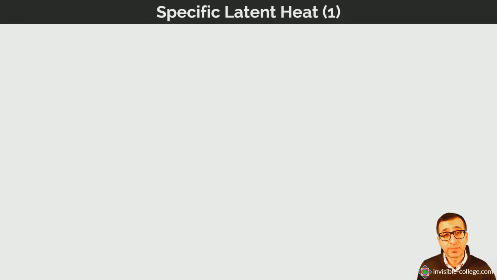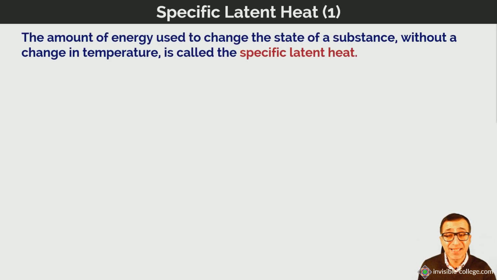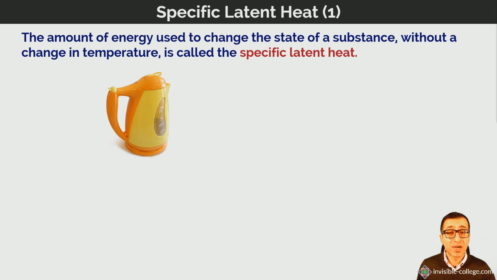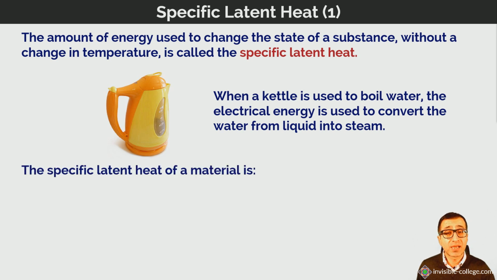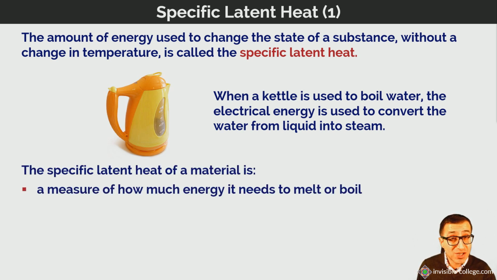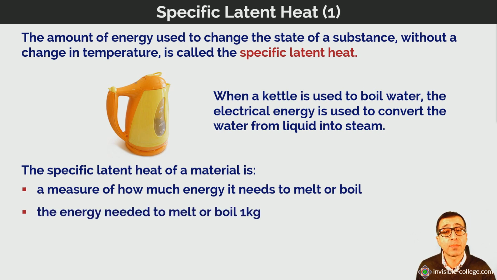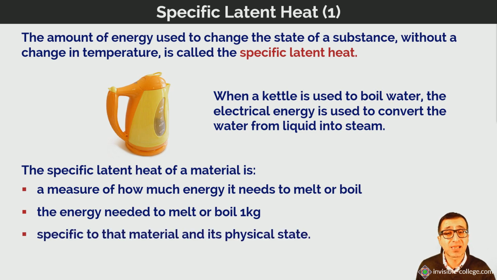So the amount of energy which is transferred during the change of state of a substance without a change in temperature is referred to as the specific latent heat of that substance. So when a kettle is used to boil water, the electrical energy is used to convert the water from a liquid into steam. The specific latent heat of a material is a measure of how much energy it needs to change state, for example, to melt or to boil at a constant temperature, when you have 1 kilogram of that substance changing state. And like specific heat capacity, specific latent heat is unique to each material. It is specific to that material.